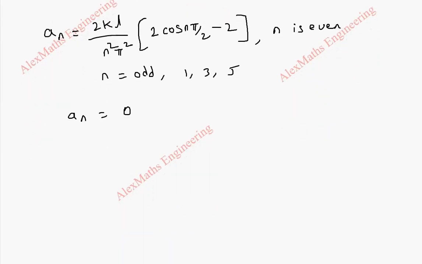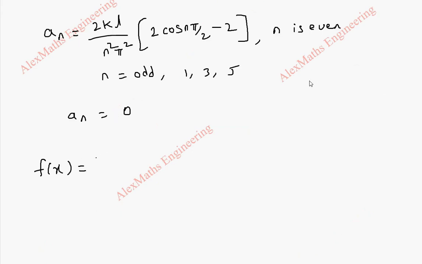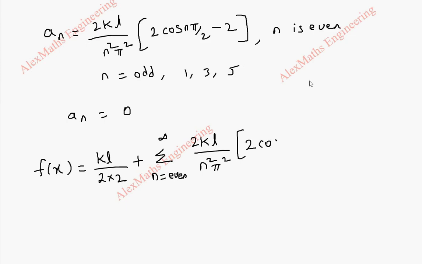So now coming to our formula, that is f of x equal to a0 by 2. a0 we got as kl by 2. So substituting here kl by 2 in a0 by 2, one more 2 I have to put in the denominator, plus summation. Now n is from even till infinity, and we have 2k L by n square pi square into 2 cos n pi by 2 minus 2 into cos n pi x by L.